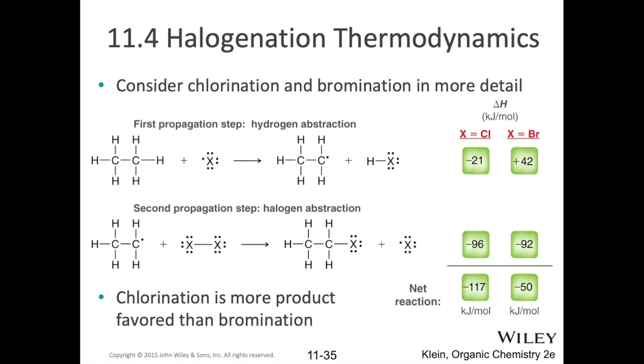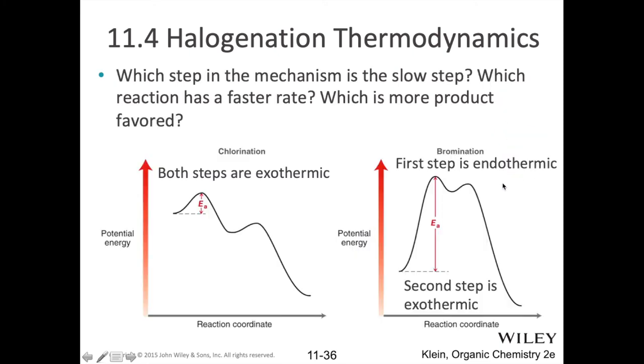It is a net spontaneous process. But that being said, notice that key difference in that first step is very important there. Okay. So for chlorination, both steps are exothermic, right? So again, very important in terms of figuring out a barrier to your product forming, you have a relatively low activation energy for both your steps. For your bromination, on the other hand, that first step is endothermic.